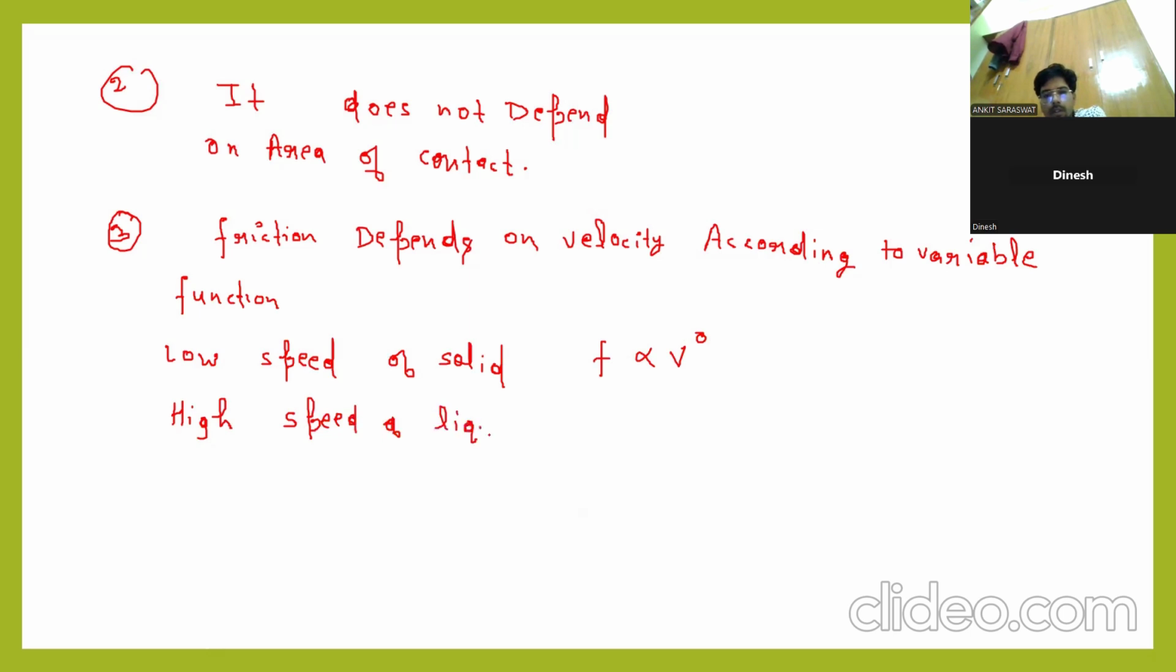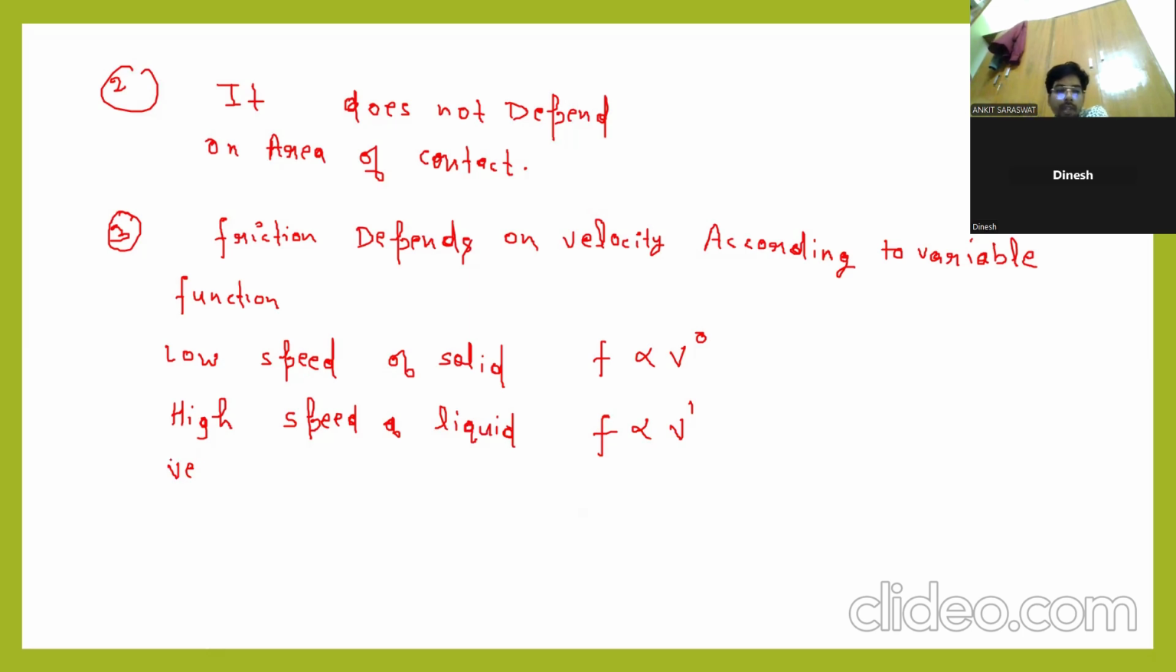Sir, what is V for 0? The velocity of solid. V to the power 0 means it will be 1 only, no, sir? Power 0 means the dependence is very negligible at low speed. It is almost constant, there is no change. For high speed of liquid, it is v to the power 1. The more the velocity, the more the friction. In solids friction is v to the power 0, for high speed of liquid it is v to the power 1.